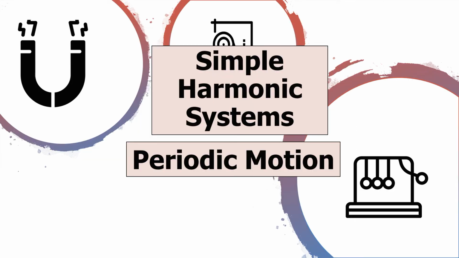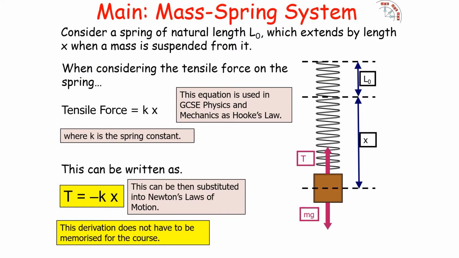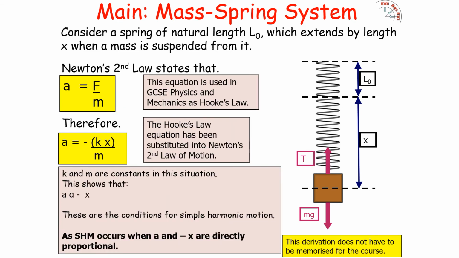We're now going to look at simple harmonic oscillating systems. We're going to apply our understanding of simple harmonic motion to two different systems, both of which have simple harmonic oscillators. We're going to consider the mass-spring system firstly, and then the simple pendulum. So we can consider that the force placed on a spring is equal to kx, which was covered in GCSE physics and mechanics as Hooke's law. So we can then say F is equal to minus kx.